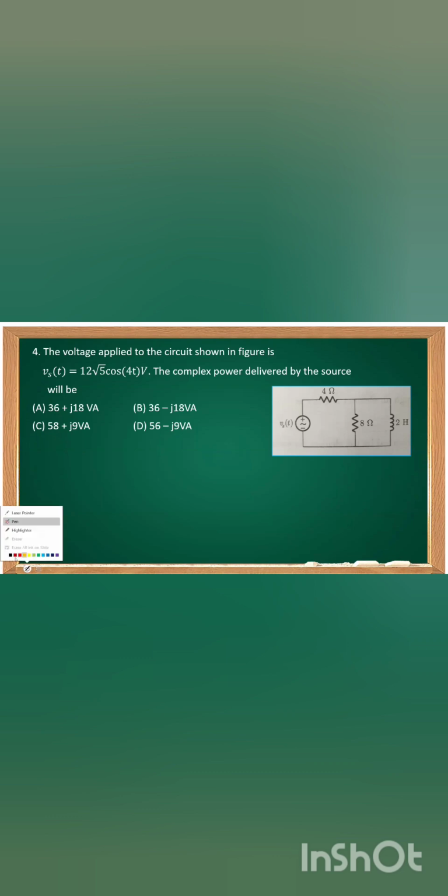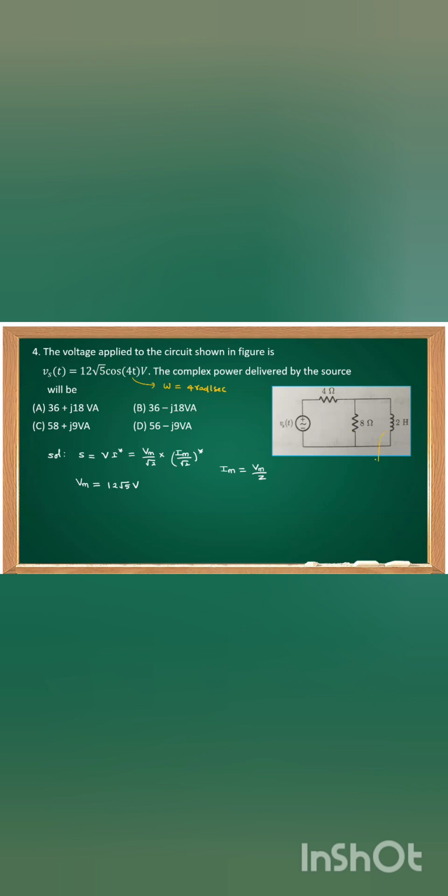How to calculate complex power? Told already. S equals V I conjugate. Shall I write like this? That is Vm by root 2 into Im by root 2 conjugate. But you know, the supply voltage is 12 root 5. If the supply voltage is 12 root 5, what is Vm, students? Vm equals 12 root 5 volts. Then how to calculate Im? Im equals Vm by Z. What is omega here? This is cos 4t, so omega equals 4 radian per second.